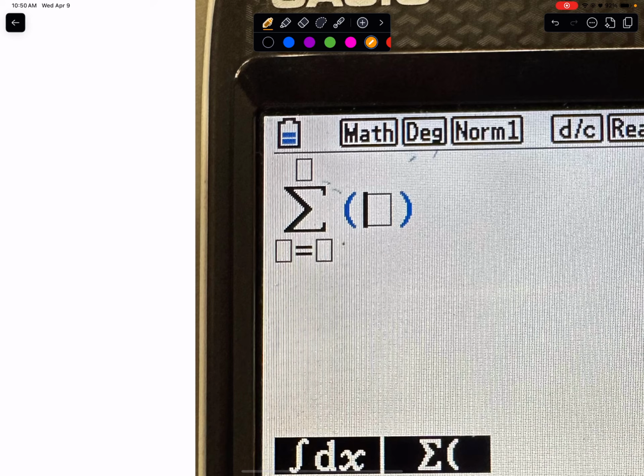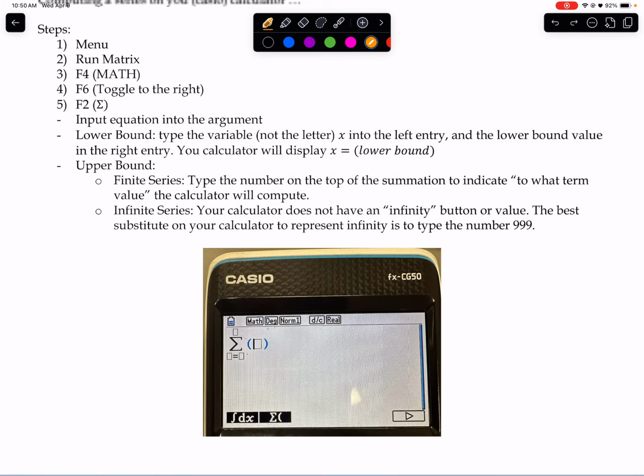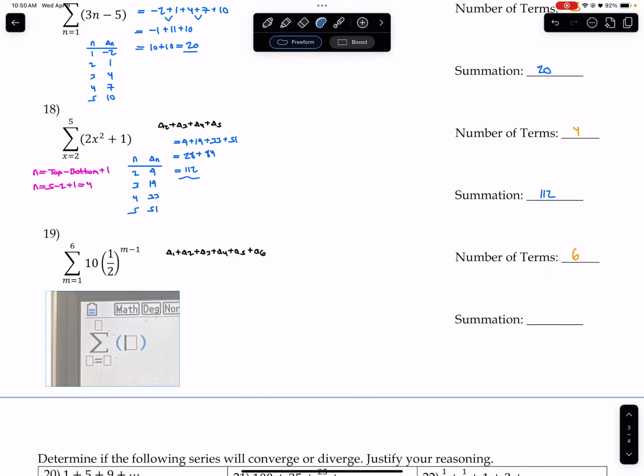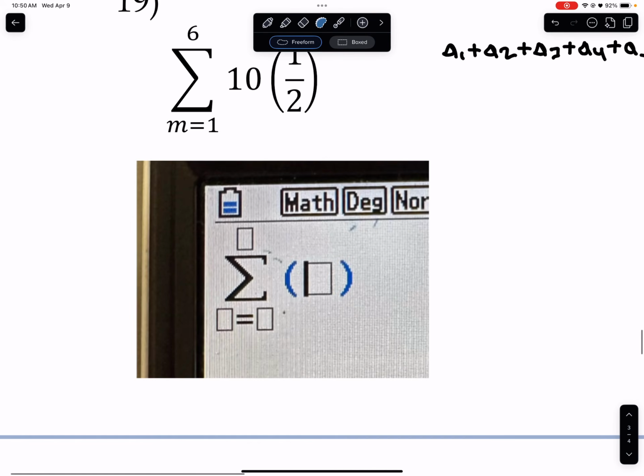So when you get here, or when you get this entry, what's going to happen is it's going to ask you essentially, what variable do you want to use? What's the first term you want to start at? What's the upper bound? And then you're going to type in your equation. So for this one, let me actually do this. I only need this little part. There we go. So I'm going to go ahead and write it here. That way you know exactly what to type in on your calculator and what it should look like.